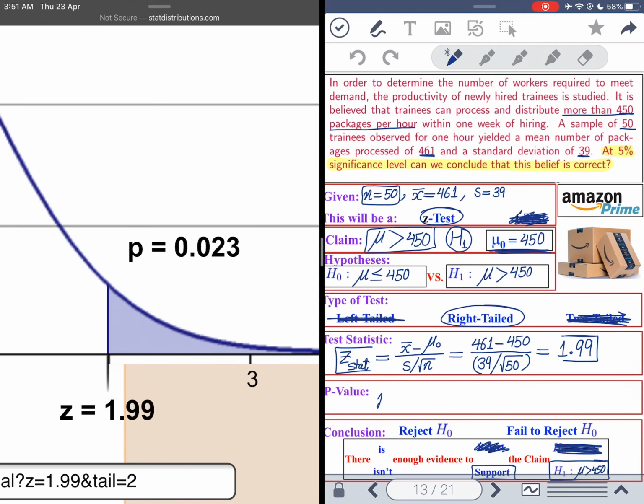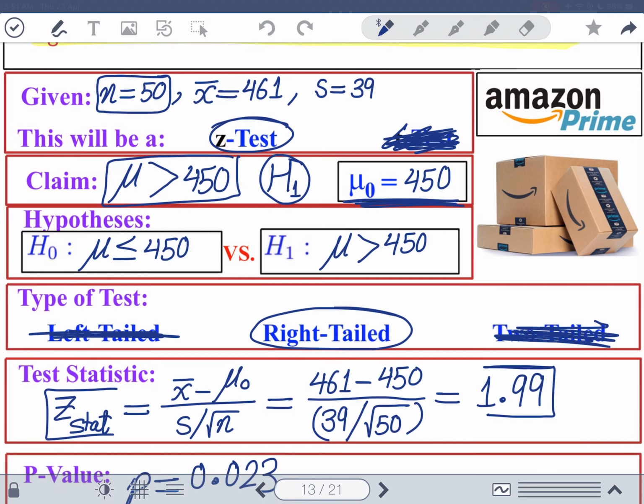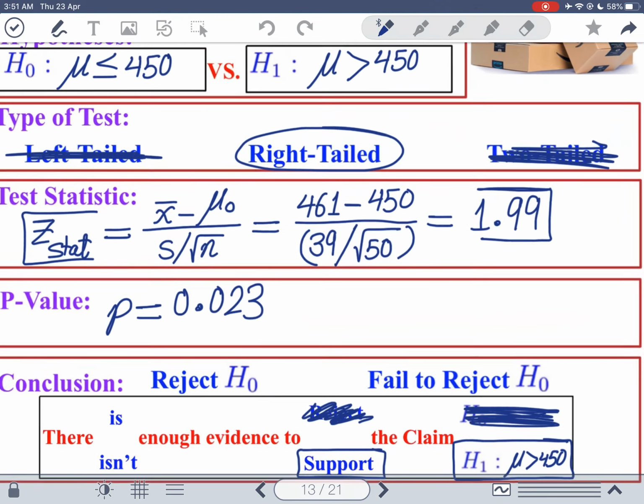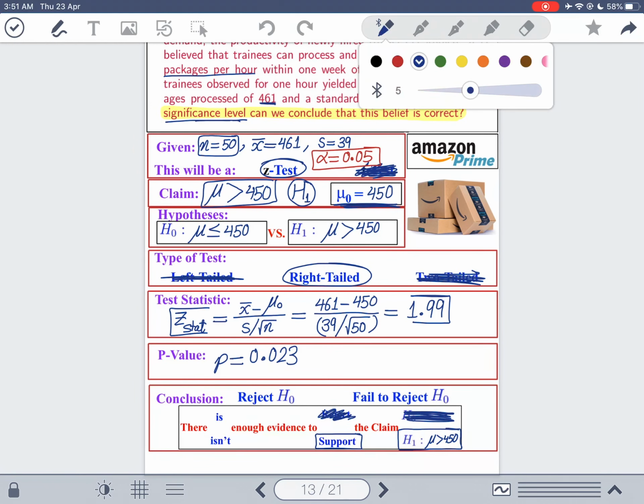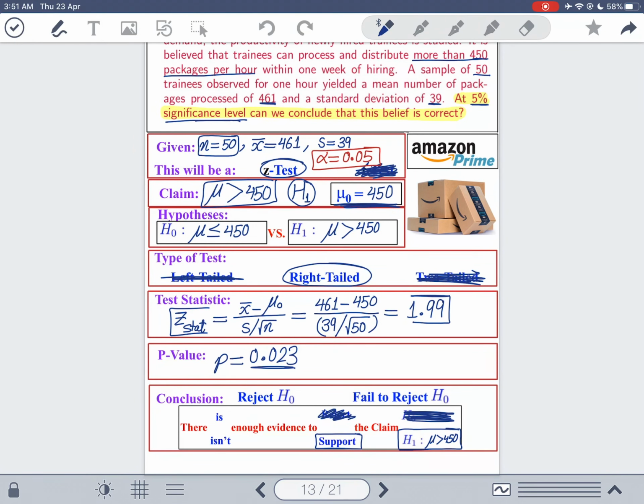So P, you can write here, P is equal to 0.023. Okay, this is what? It's 2.3%. And our level of significance, here they told you, at the 5% significance level. So let me write alpha here. Alpha is 5%, 0.05, and put it in a box. Okay, so now you tell me, is this number bigger or less than 5%? We know it's 2.3%, so it's less than 5%, 0.05, that is alpha.